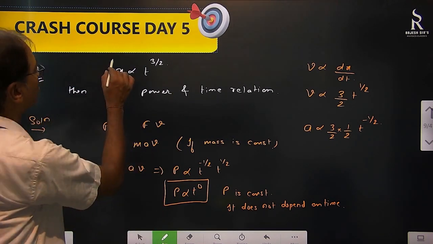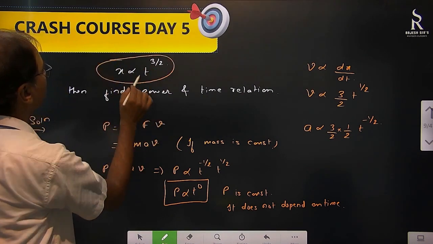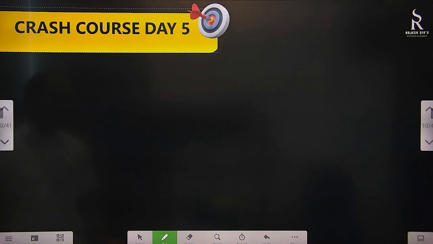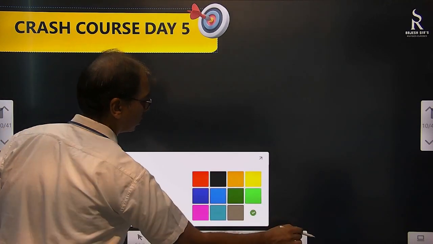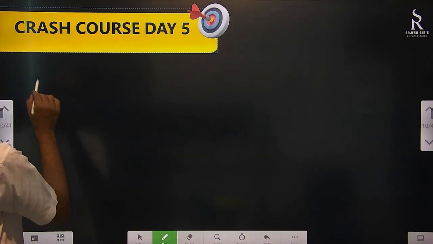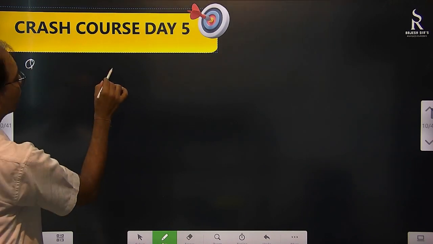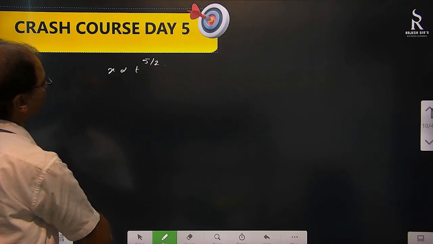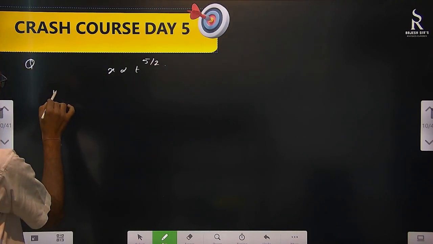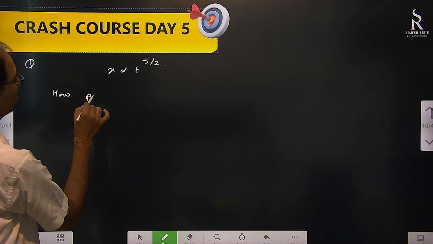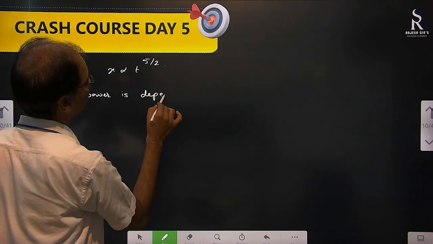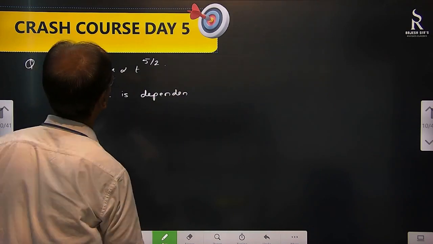One more we can see. Here I have taken x to the power 3 by 2, so we got that power is not dependent on time. I can take anything else. Suppose I say the same question, but with different values: x is proportional to t to the power 5 by 2. Now, how is power dependent on time? Some answer will come, but unlike previously, power will not be constant here.